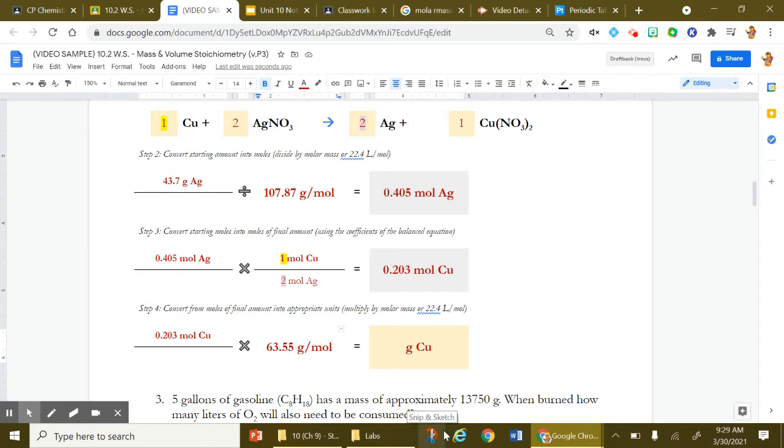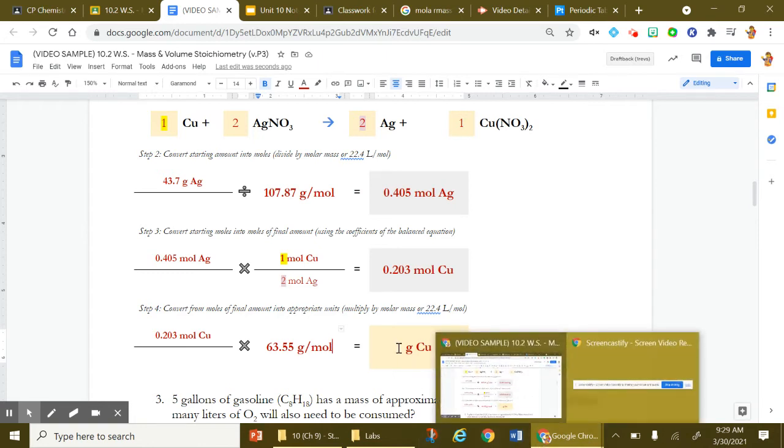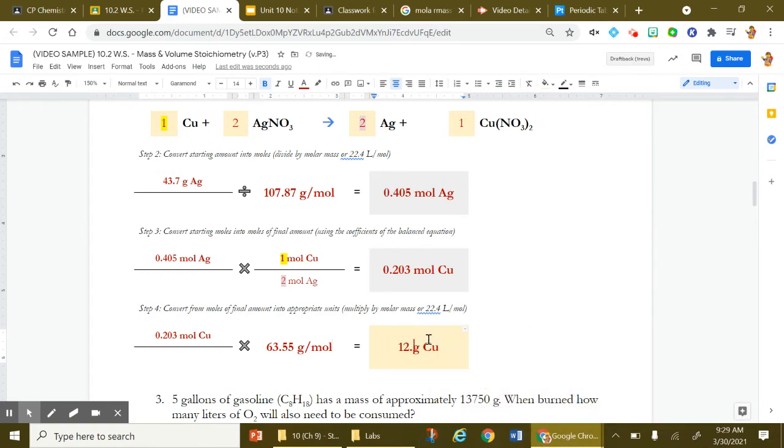So 2.03 times 63.55, and I got 12.9 grams of copper. Okay, so if we want to produce 43.7 grams of silver here, we need to consume 12.9 grams of copper. Okay, that's the final answer.